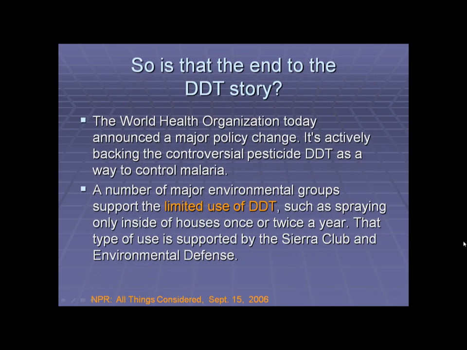And so this was the end of the DDT story. The World Health Organization today announced a major policy change. It is actively backing the controversial pesticide DDT as a way to control malaria. A number of major environmental groups support the limited use of DDT, such as spraying only inside of houses once or twice a year. This type of use is supported by the Sierra Club and Environmental Defense.